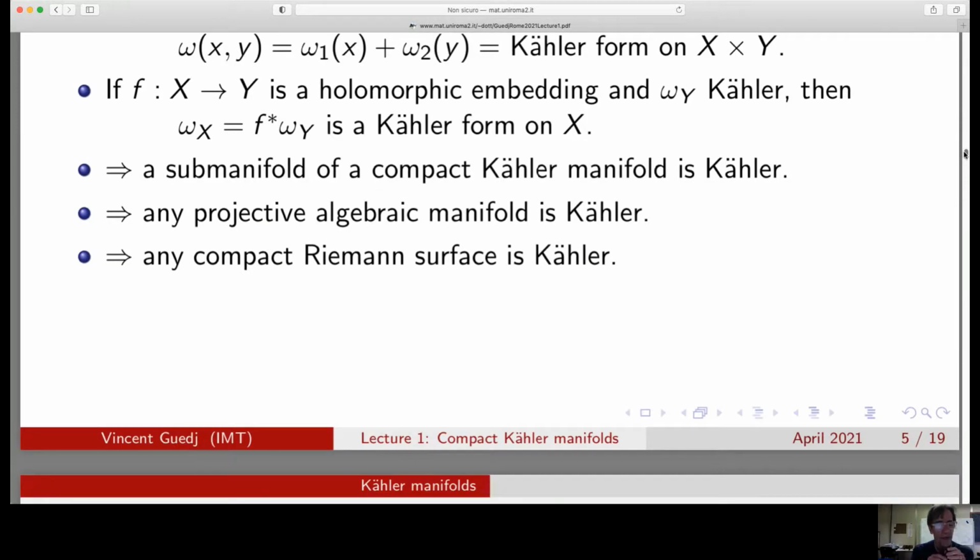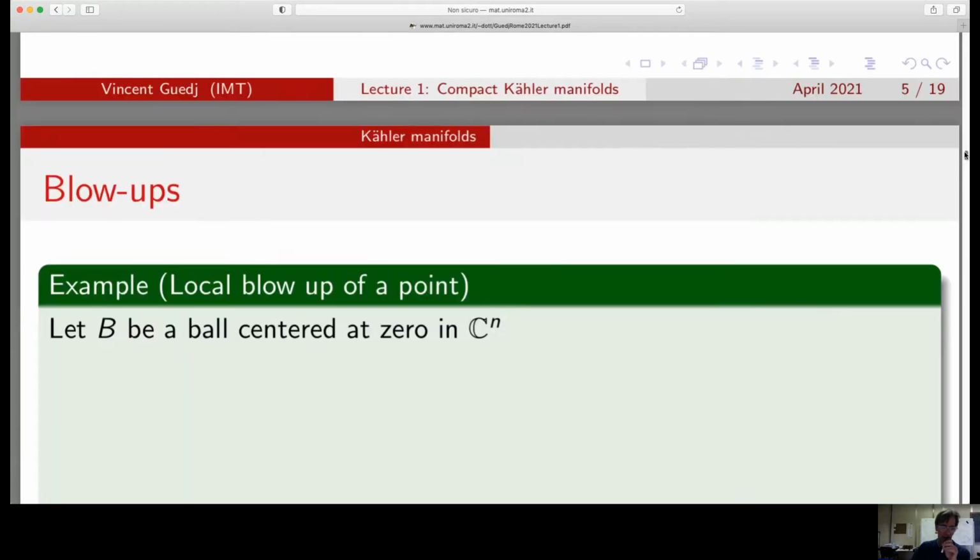In particular, any closed or even any locally closed embedded submanifold of projective space is Kahler. And for example, since you can embed any compact Riemann surface in P3, any compact Riemann surface is a Kahler manifold. Actually, any Riemann surface itself is a Kahler manifold.